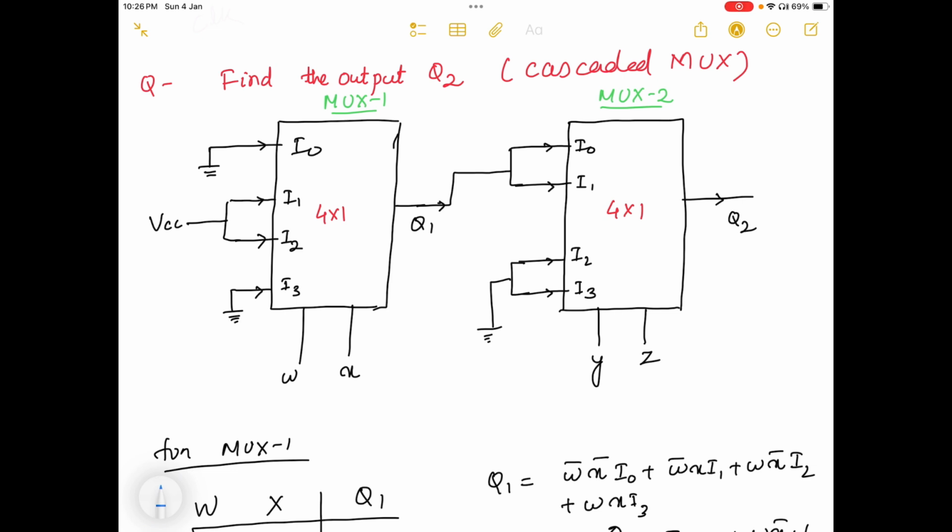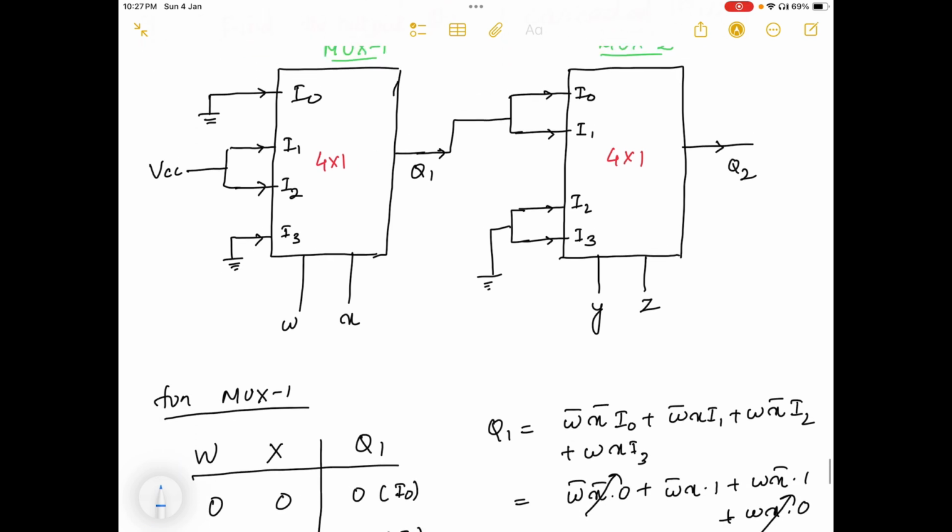As you can see on this screen, we have taken two muxes. It is basically two 4 cross 1 muxes. Here the inputs are given as I0, I1, I2 and I3, and the inputs are connected to either ground or VCC. The multiplexer 1 output is Q1, which is fed as the input of multiplexer 2. The question they asked: what is the output of MUX 2, or Q2?